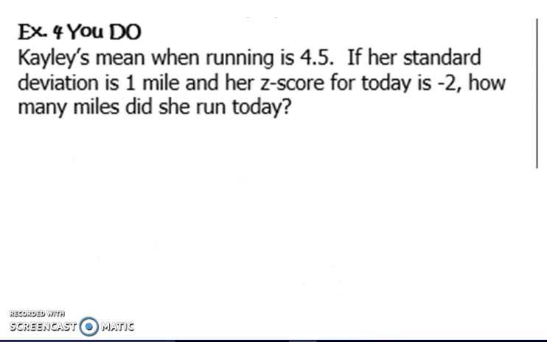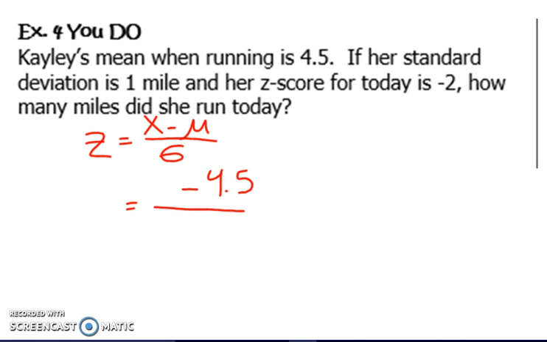Our last one, Kaylee's mean when running is 4.5. If her standard deviation is 1 mile and her z-score for today is negative 2, how many miles did she run? Again, let's go back to that z-score. My element minus mu over standard deviation. So Kaylee's mean when running, so her mean is 4.5. If her standard deviation is 1 mile and her z-score is negative 2, how far did she run?